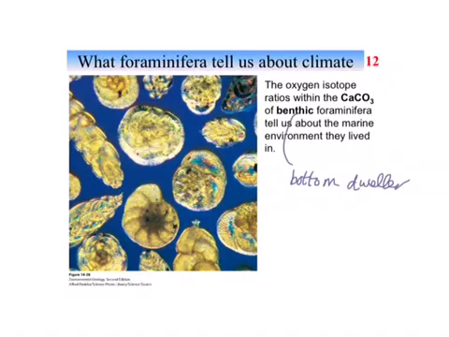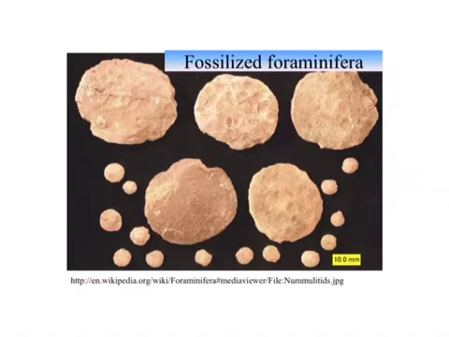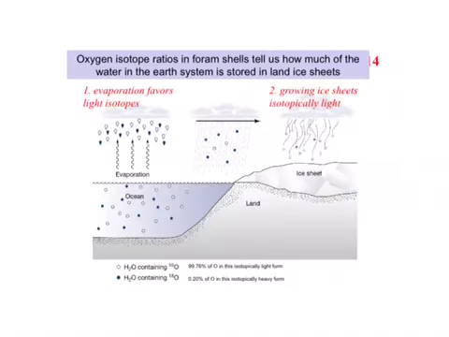granular ectoplasm that, among other things, is used for catching food, and often they have an external shell made of various materials, but those materials always have calcium carbonate in them, and so they fossilize pretty well, and the calcium carbonate does a pretty good job of telling us about the marine environment. This is what they look like in fossilized form. Pretty cool looking. But let's get into the mechanism.